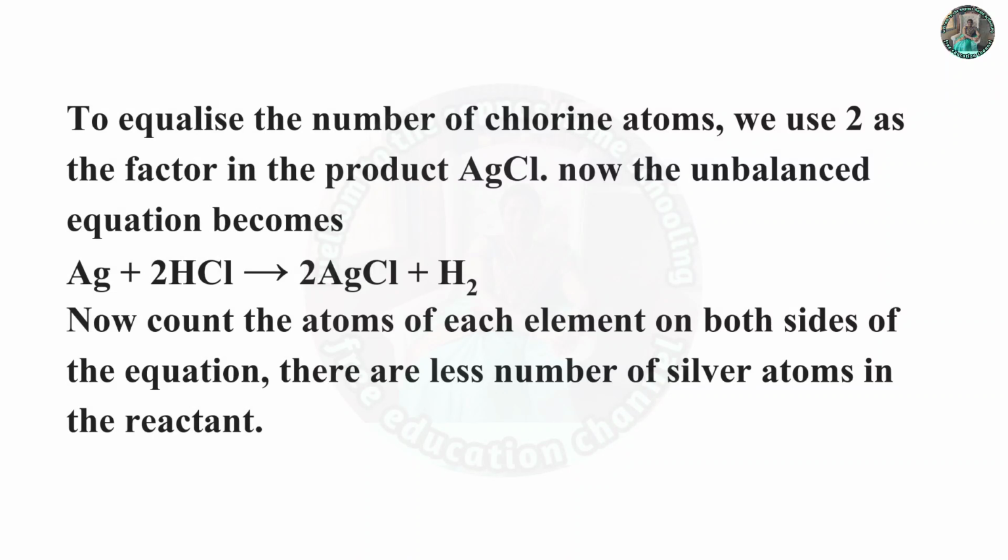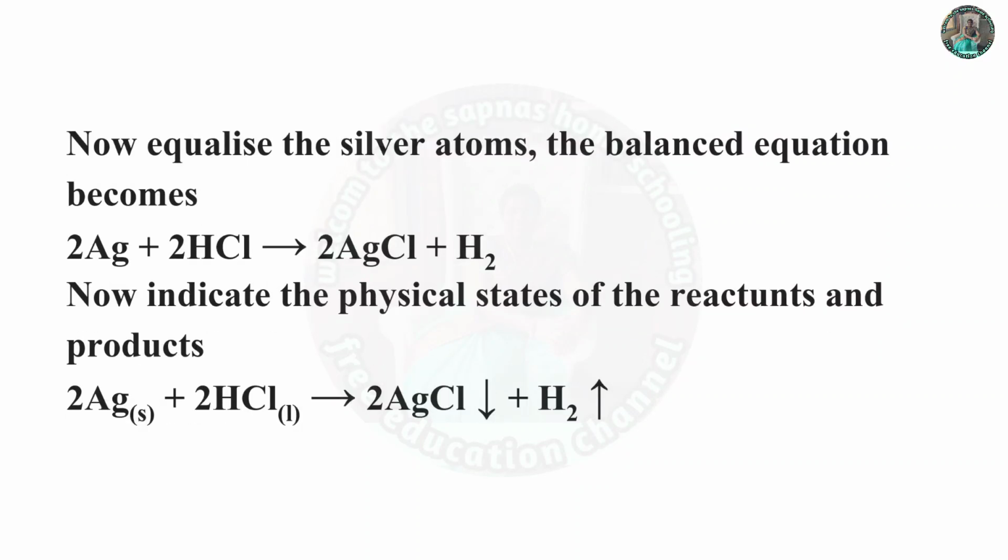Now count the atoms of each element on both sides of the equation. There are less number of silver atoms in the reactant. Now equalize the silver atoms. The balanced equation becomes 2Ag plus 2HCl is equal to 2AgCl plus H2. Now indicate the physical state of the reactants and products. 2Ag plus 2HCl is equal to 2AgCl plus H2.